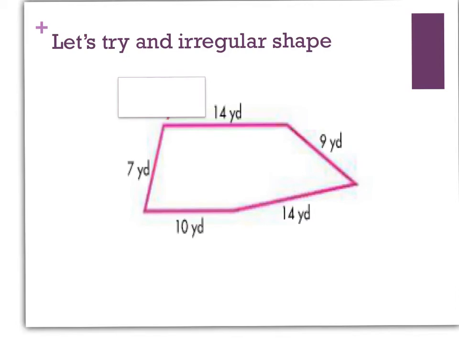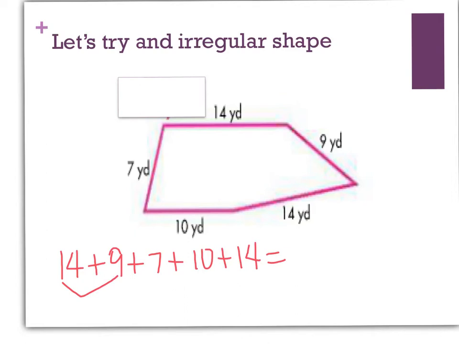Let's do this. So we have 14 plus 9 plus 7 plus 10 plus 14. Okay, I'm going to make sure I group when I add so I don't get lost. I can add 14 and 9 together first. 14 and 9 would be 23. Then I'm going to group my 7 and 10 together. 7 and 10 are 17. Then I have 3 numbers I can add together.